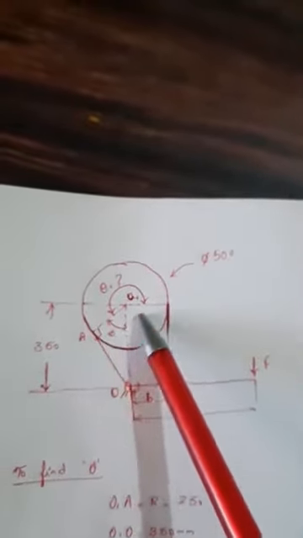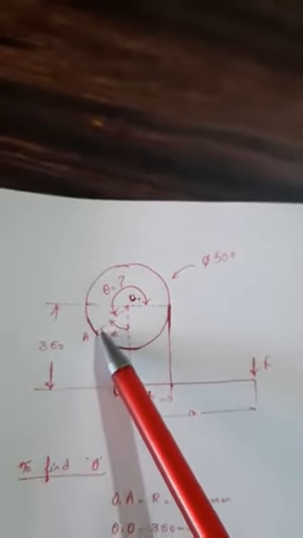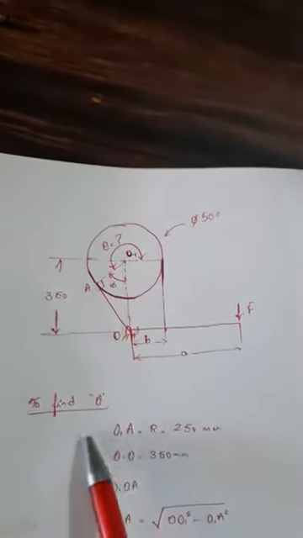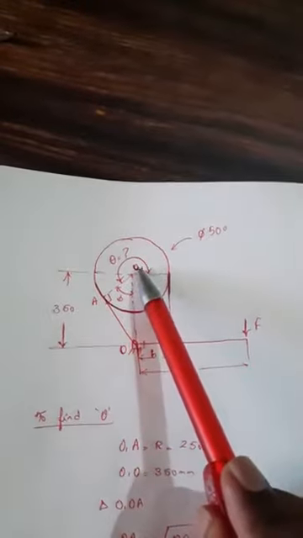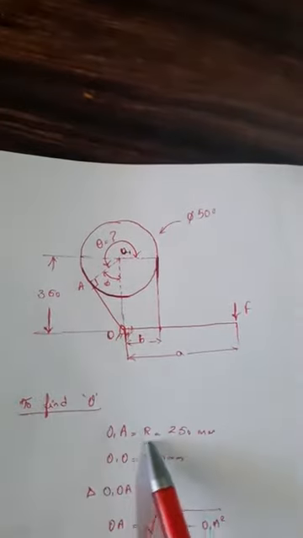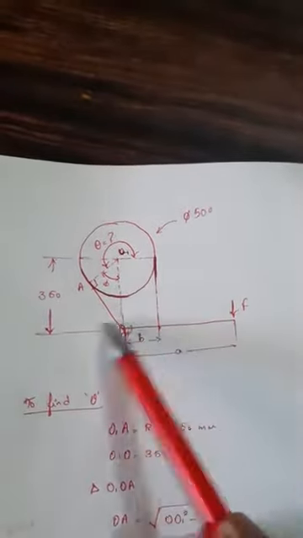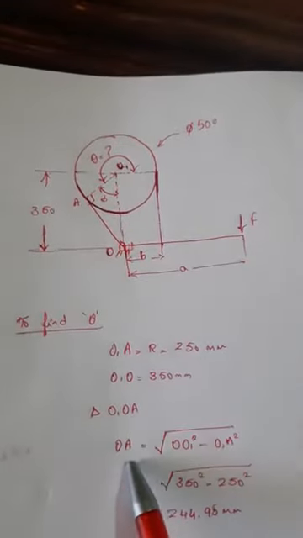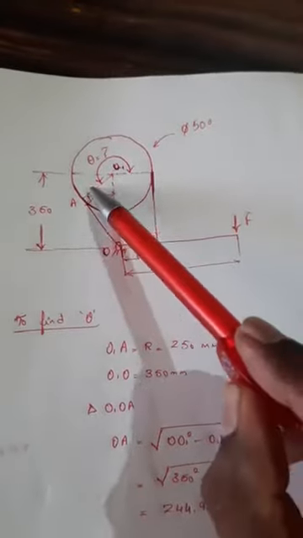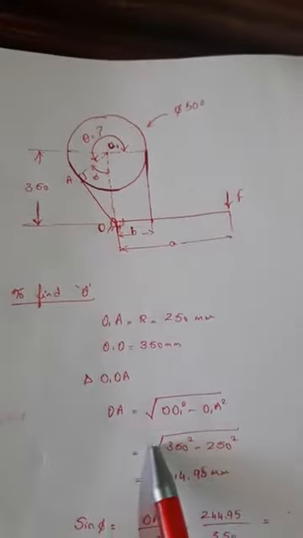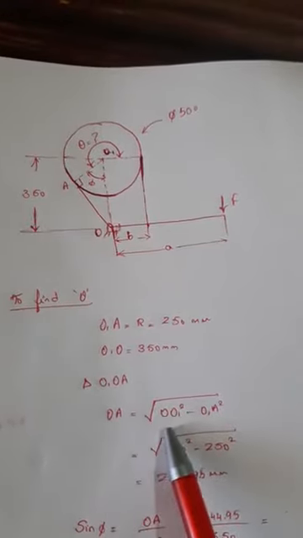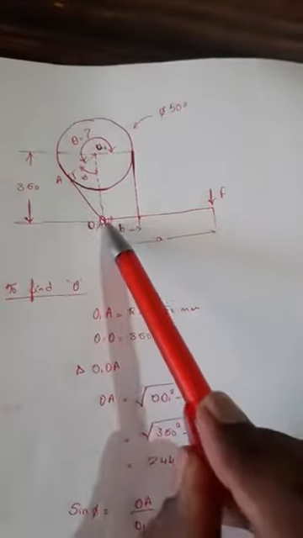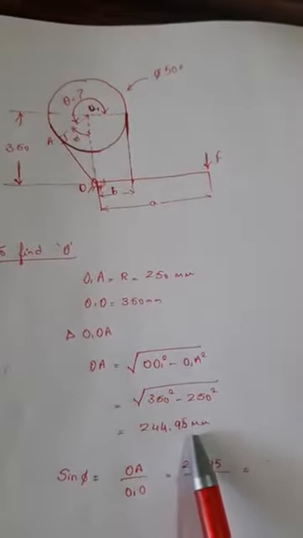To find theta, let us assume this point is A. Now O1A is the radius, 250, and O1O is 350, already given. Triangle O1OA is a right angle triangle, so the hypotenuse squared gives OA equals square root of O1O squared minus O1A squared. Therefore we get OA as 244.95 mm.